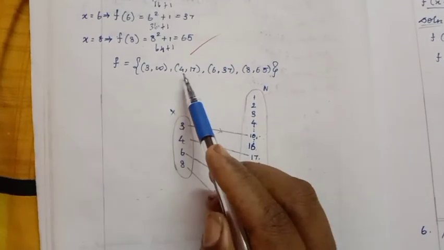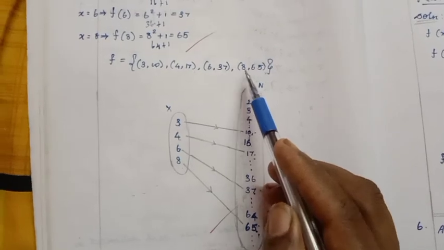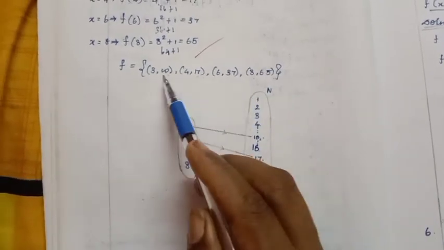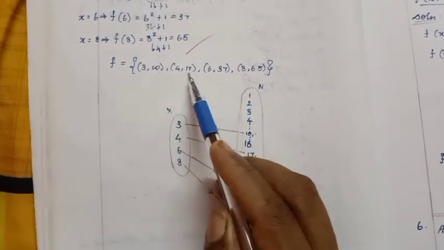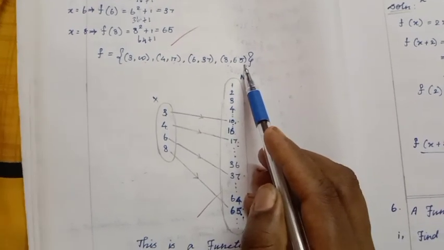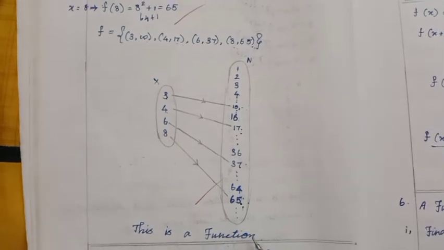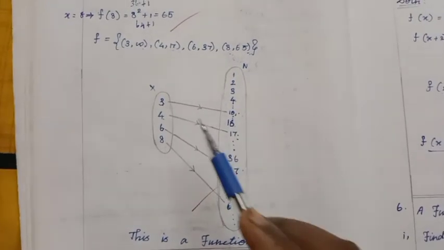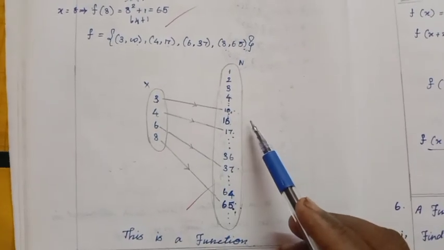Suppose they ask, what do you write? The first element is called the domain. In this ordered pair, the second element is called the range. For this question they asked only that we check whether it is a function. So we conclude that it is a function.